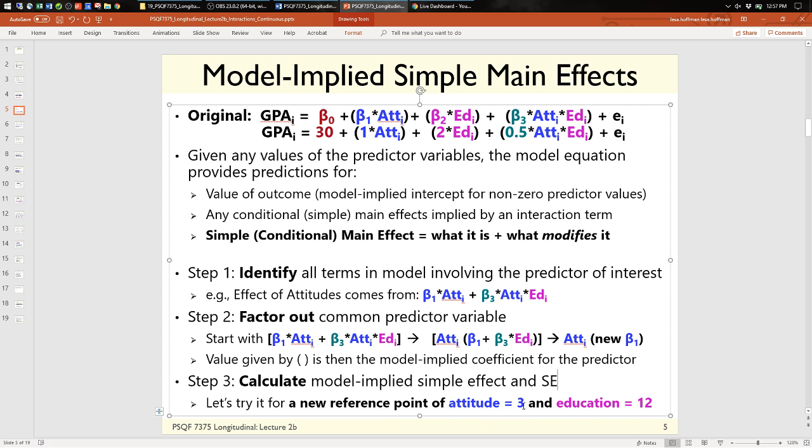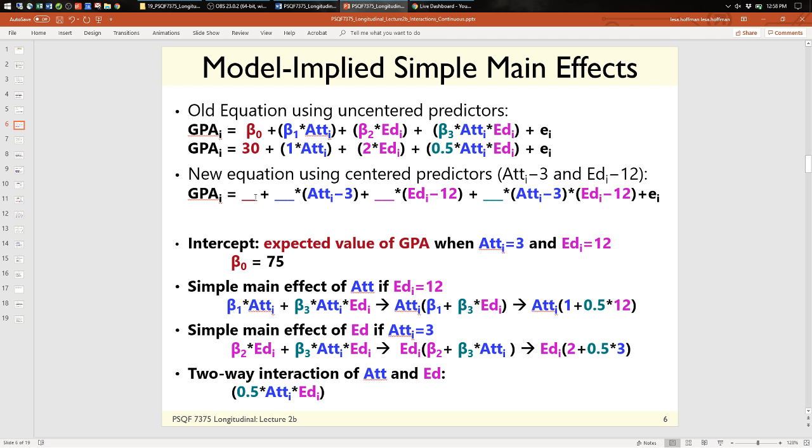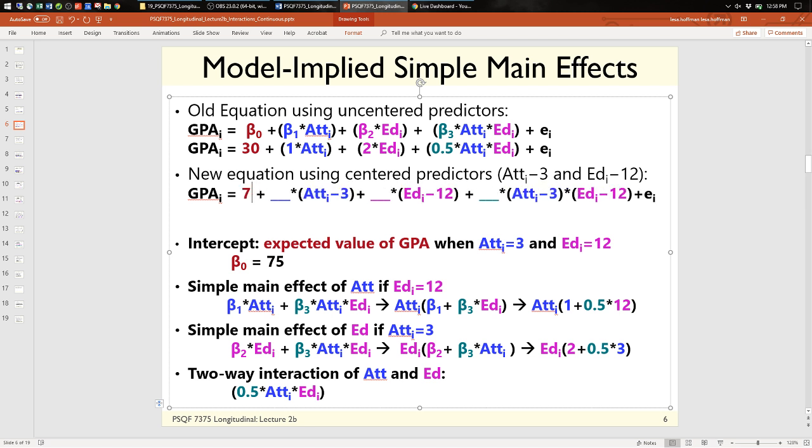So let's try to see how this would work if I have a new reference point for the model of attitudes equals 3 and education equals 12. We're working this out here. So we did the expected value for GPA when attitudes is 3 and education is 12. On the previous slide, we found that to be 75. That would be our new intercept if we reran the model after centering our variables. So I'm going to put 75 here. 74. Close enough.